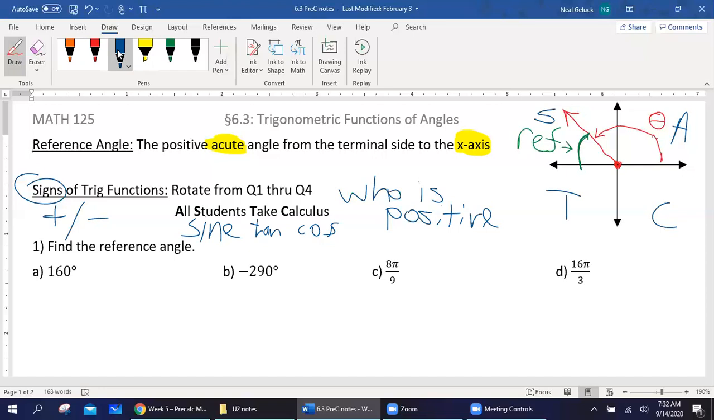So you'll hear me say in the notes several times, all students take calculus. I'm referencing this acronym to tell me if it's positive or negative. But we'll get into that in just a little bit.